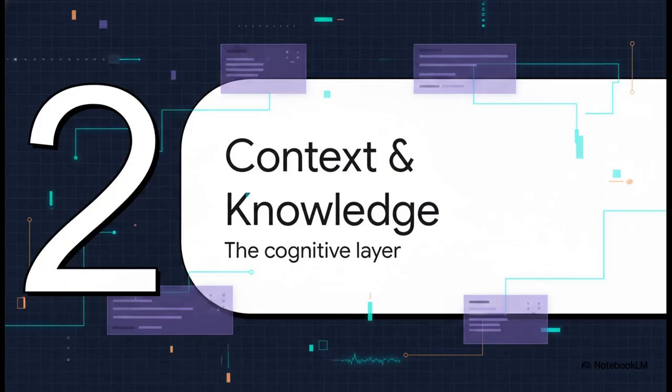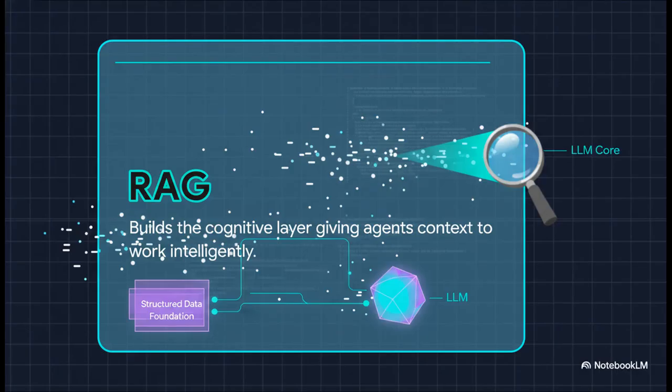Moving right along to part 2, building the cognitive layer. This is where we're wiring the brain. So this layer acts as the cognitive wiring for our agents. And the real game changer here is RAG, or Retrieval Augmented Generation. RAG is exactly what bridges the gap between static, boring data and dynamic, useful context. Instead of relying on frozen model weights, which, let's be honest, get outdated fast, RAG actively searches your structured foundation in real time. It's pulling the exact facts needed to solve the specific problem sitting directly in front of it.